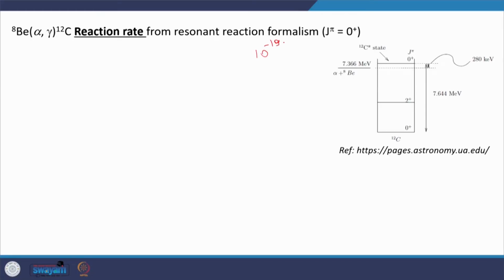Now, we have understood that beryllium-8 is formed because of alpha plus alpha, and beryllium-8 has a lifetime of about 10 to the power of minus 16 seconds. In that temperature range, the transit time between the alpha particles is about 10 to the power of minus 19 seconds. So, before beryllium-8 goes back to the 2 alpha particles, there is a probability that beryllium-8 can capture an alpha again.